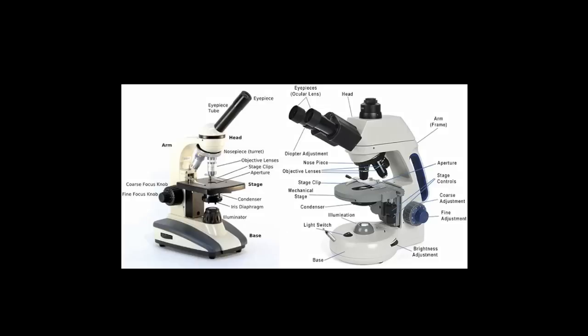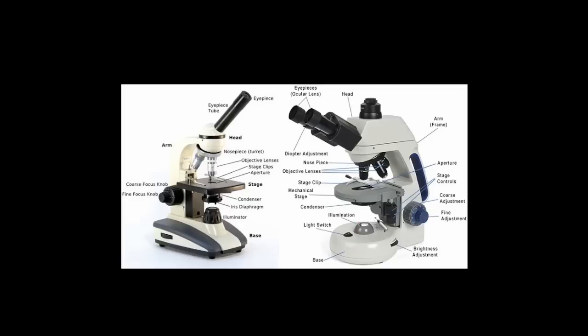Now, on that stage, there is something called a slide that is put on the stage to carry the organism that we want to view. In the middle of the stage is a hole. That hole is the aperture. It permits light from the illuminator, the light source, into the stage. So it is through that aperture that light gets to the stage, so that the objective lenses can have the object clearly viewed. We have the condenser under the stage, and the iris or the diaphragm, then the illuminator or the light source, and this is the base of the microscope.